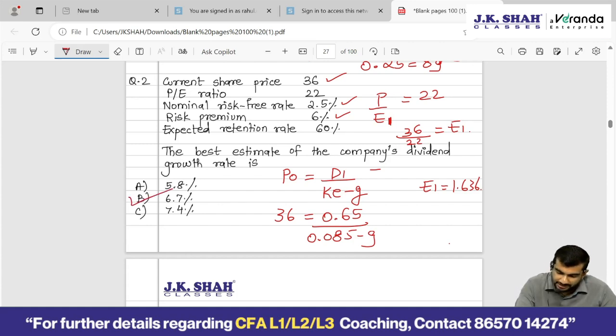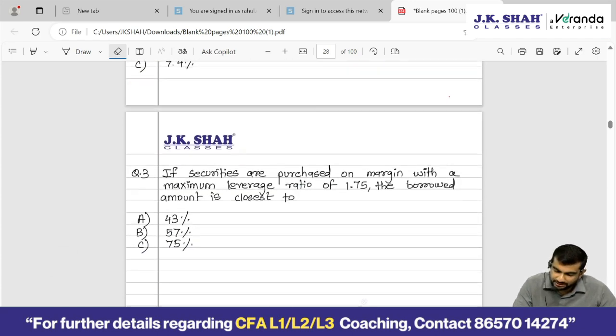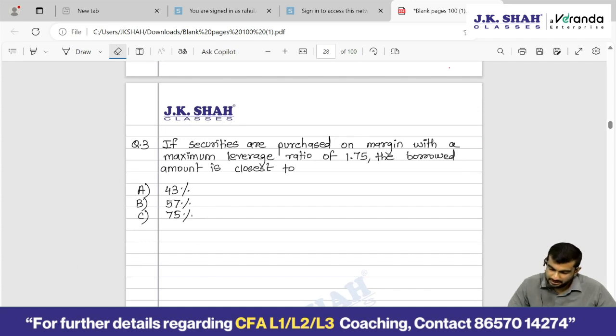Other way of calculating this growth rate is your fundamental PE ratio. Fundamental PE ratio was what? Same. This only, D1 upon K minus G. Okay, fine. So option B. Proceed. Have you calculated the third question? What is the answer that you are getting?